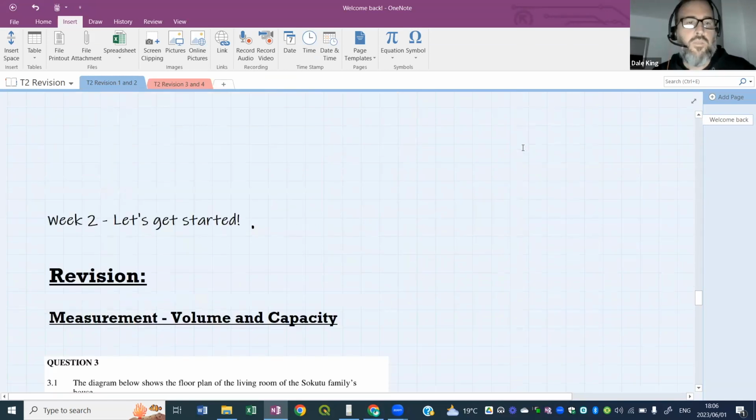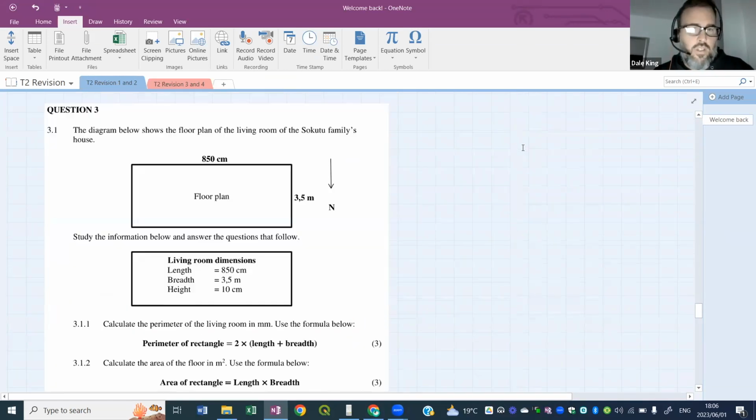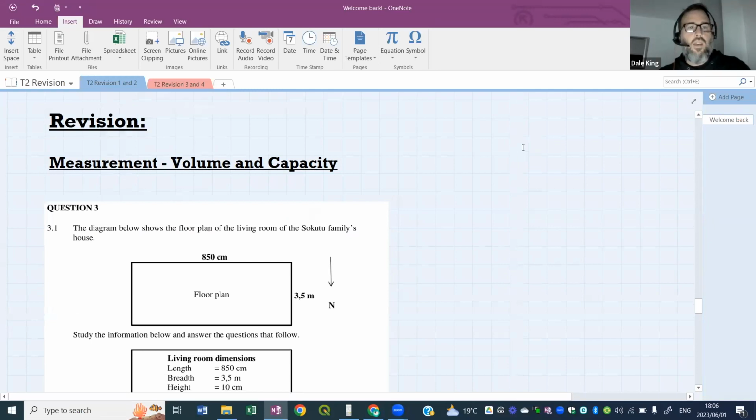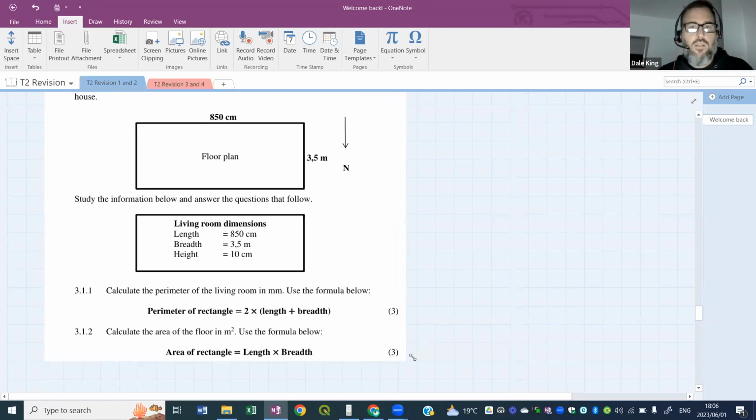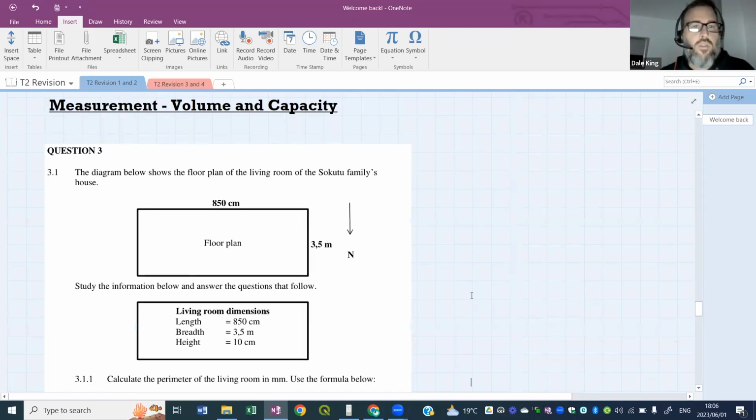All right, let's get cracking. Let's get straight into it. This is the measurement question that I wanted to do with you on Tuesday, so let's have a look at it tonight. We're dealing with exam type contextual questions for revision of measurement.